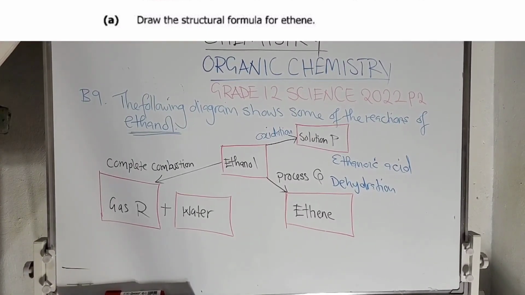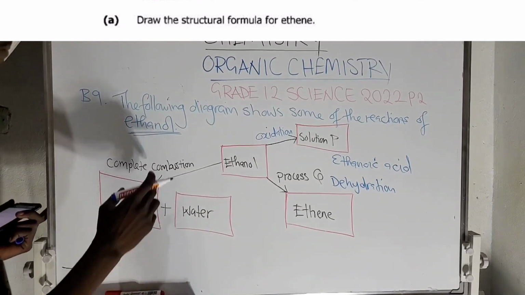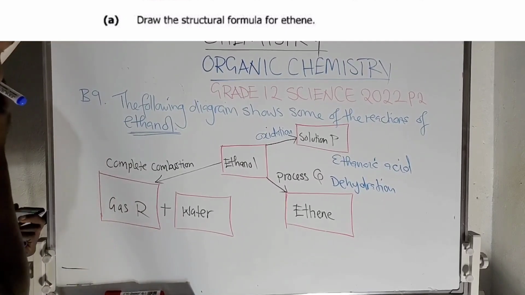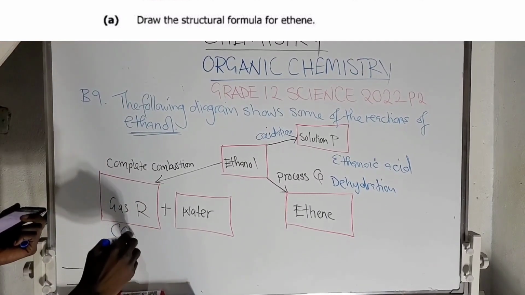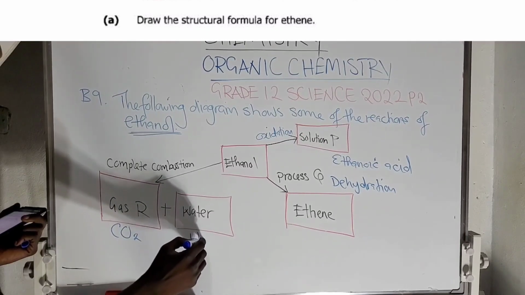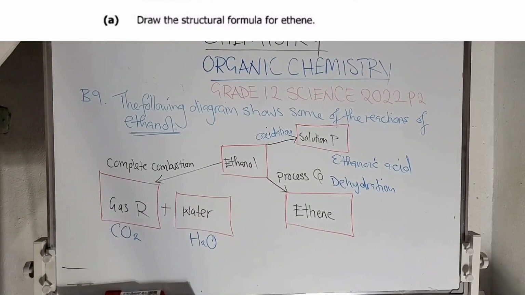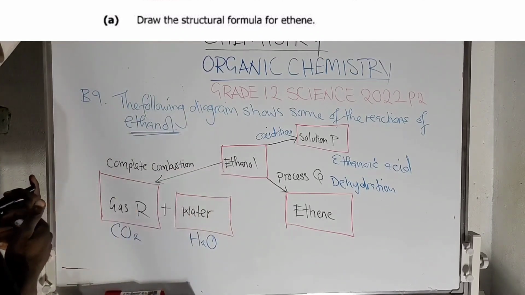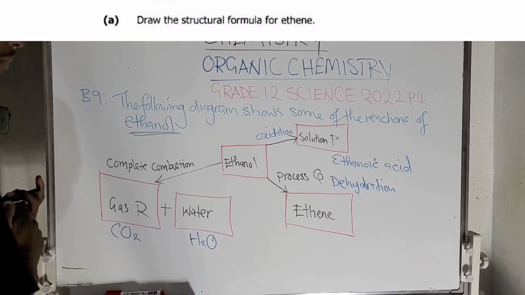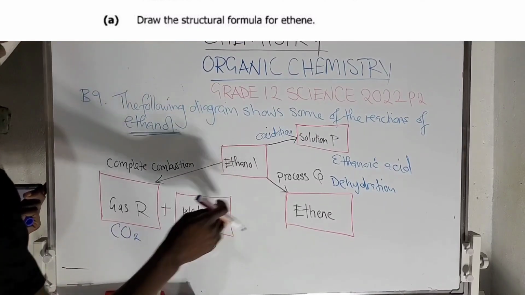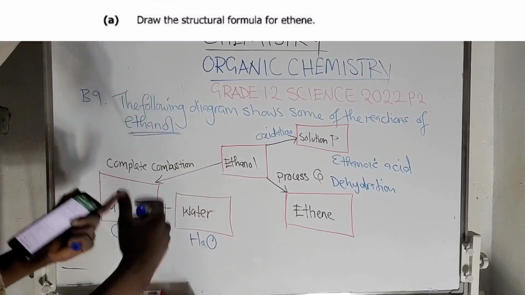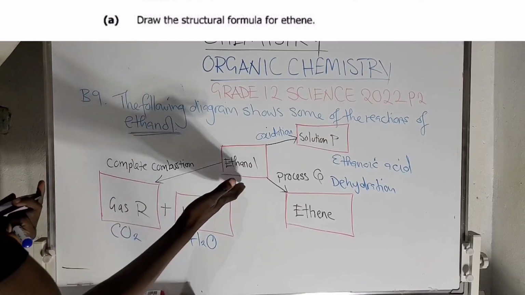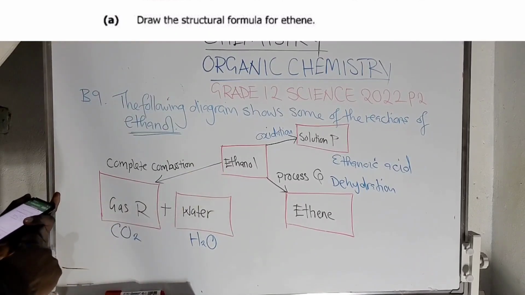Ethanol can also undergo combustion. Complete combustion of anything produces carbon dioxide and water. So this summarizes the reactions of ethanol. There is only one reaction missing here, which is fermentation. I think we'll answer it in the next video, where we use fermentation of glucose to come up with ethanol.